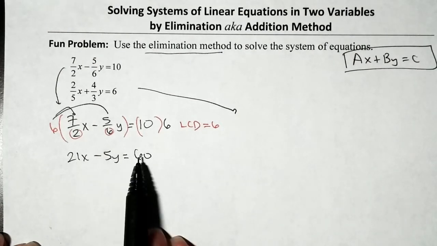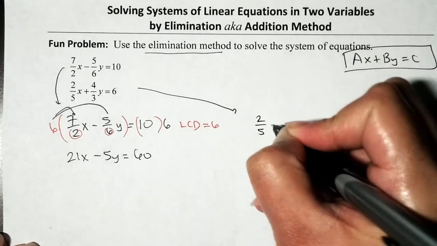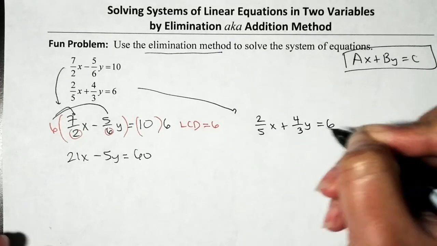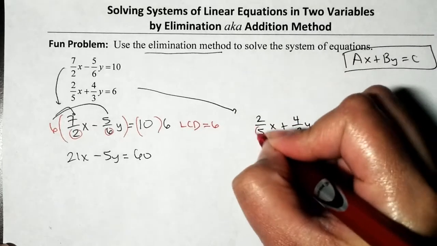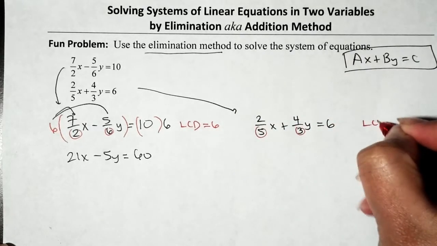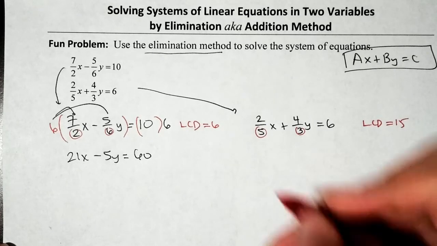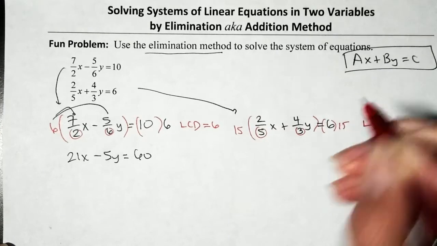Let's go ahead and take the second equation and also put it in standard form. x, y equals constant, and we have integer coefficients. So we have 2/5 x plus 4/3 y is equal to 6. Again, let's wipe out the fractions. The denominators are 5 and 3, and last time I checked, the least common denominator is 15. So let's multiply both sides by the common denominator just found.